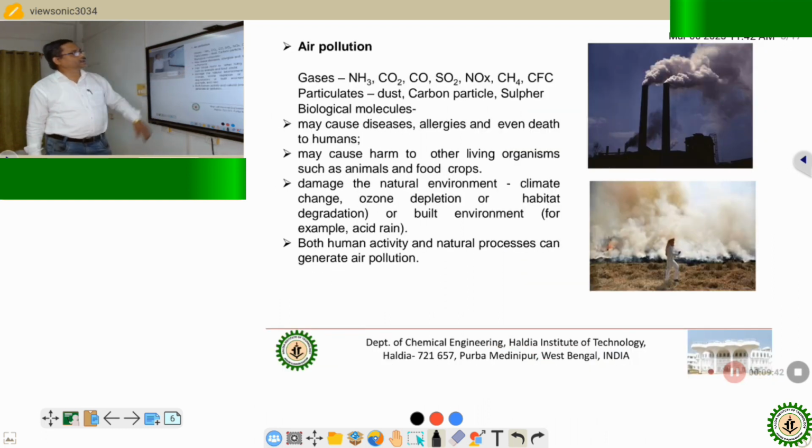So air pollution, there are so many oxides, mainly ammonia, carbon dioxide, sulfur dioxide even. Also there may be some particulate material, mostly carbon dust particles or even sulfur. They are the main air pollutants. They may cause disease, allergies, even death to humans.